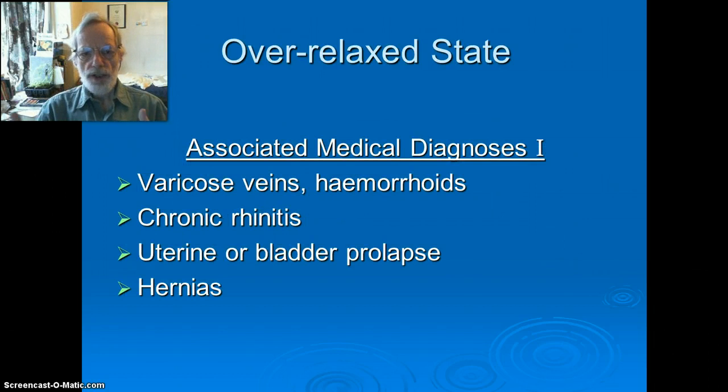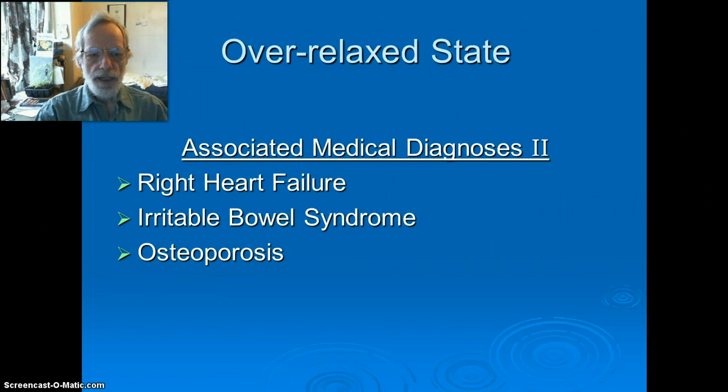Associated medical conditions that you could see elements of the over-relaxed state in would be varicose veins and hemorrhoids, chronic rhinitis, uterine or bladder prolapse, hernias, anything like that where there's over-relaxation of the tissues. Right heart failure would be another example where a consequence of that is drowning in your own fluids. The lungs become filled with fluid. Irritable bowel syndrome, certain kinds of that where there's just really runny, watery stools a lot of the time. Osteoporosis can be part of an over-relaxed state.